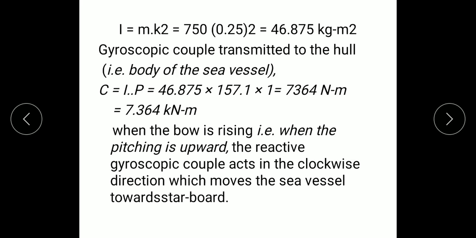So next, the effect of gyroscopic couple. When the bow is rising, that is when pitching is upward, the reactive gyroscopic couple acts in the clockwise direction which moves the ship towards the starboard. Okay, so when the bow is rising, the pitch also moves upward, so then the reactive gyroscopic couple is towards the starboard.